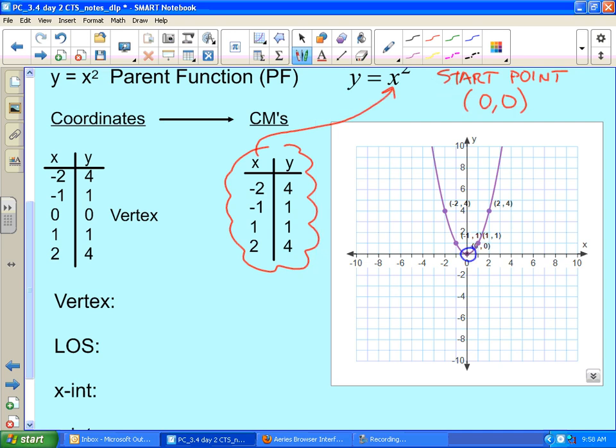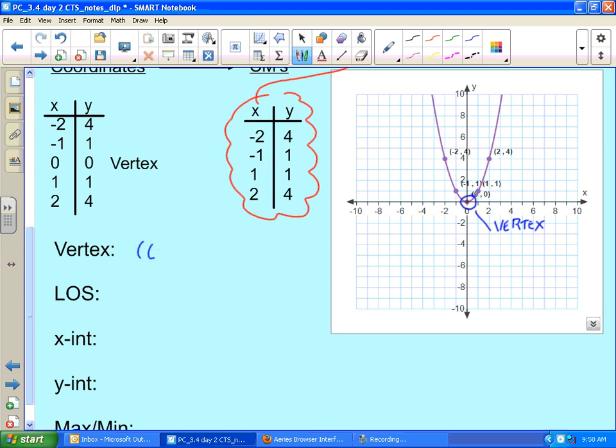Why is it opening up? Because A was positive, so it opened up, and every time a graph opens up, you have a minimum vertex. So minimum just means I'm at the lowest point. So there you go. So that little dude was our vertex. All right, we know based on this graph that this vertex is hanging out at (0, 0). Not all vertices will be at (0, 0), because sometimes they're going to move around.